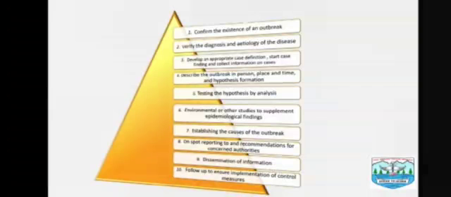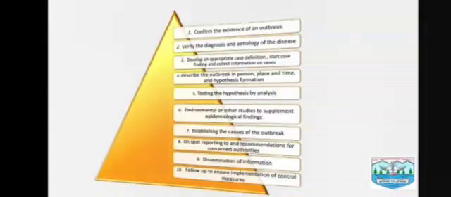So to summarize the 10 steps of an outbreak investigation, the first is to confirm the existence of an outbreak. Second, to verify the diagnosis and etiology of the disease. The third is to develop an appropriate case definition, start case finding, and collect information on cases. The fourth step involves describing the outbreak in person, place, time, and hypothesis formation. The fifth step includes the testing of hypothesis by analysis.